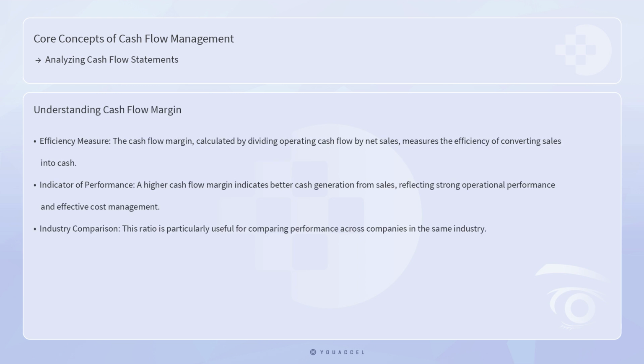The cash flow margin, calculated by dividing operating cash flow by net sales, measures the efficiency of converting sales into cash. A higher cash flow margin indicates better cash generation from sales, reflecting strong operational performance and effective cost management. This ratio is particularly useful for comparing performance across companies in the same industry.